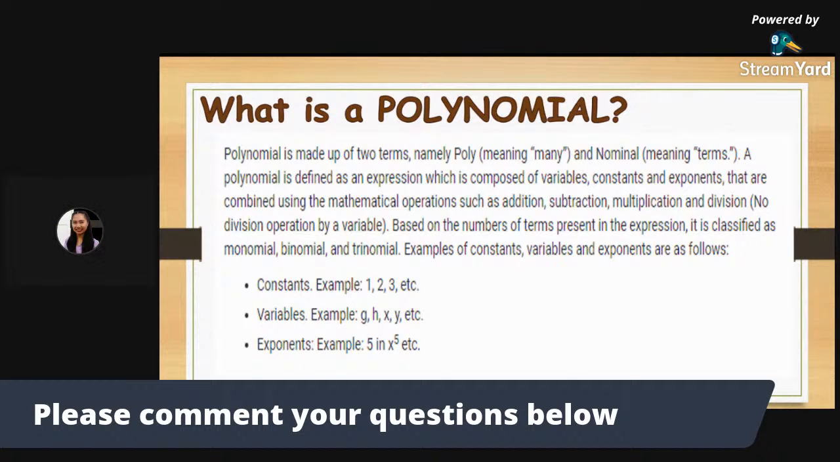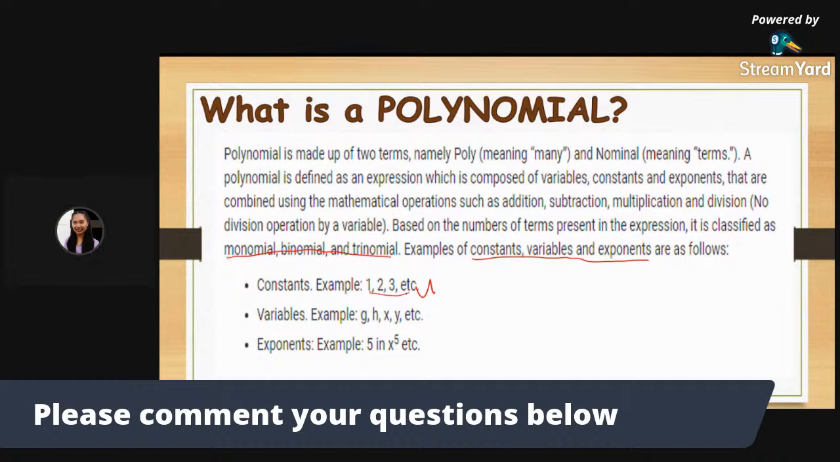What is a polynomial? Polynomial is made up of two terms, namely poly, meaning many, and nominal, meaning terms. A polynomial is defined as an expression which is composed of variables, constants, and exponents that are combined using mathematical operations such as addition, subtraction, multiplication, and division. And based on the numbers of terms present in the expression, it is classified as monomial, binomial, and trinomial. And examples of constants, variables, and exponents are as follows.